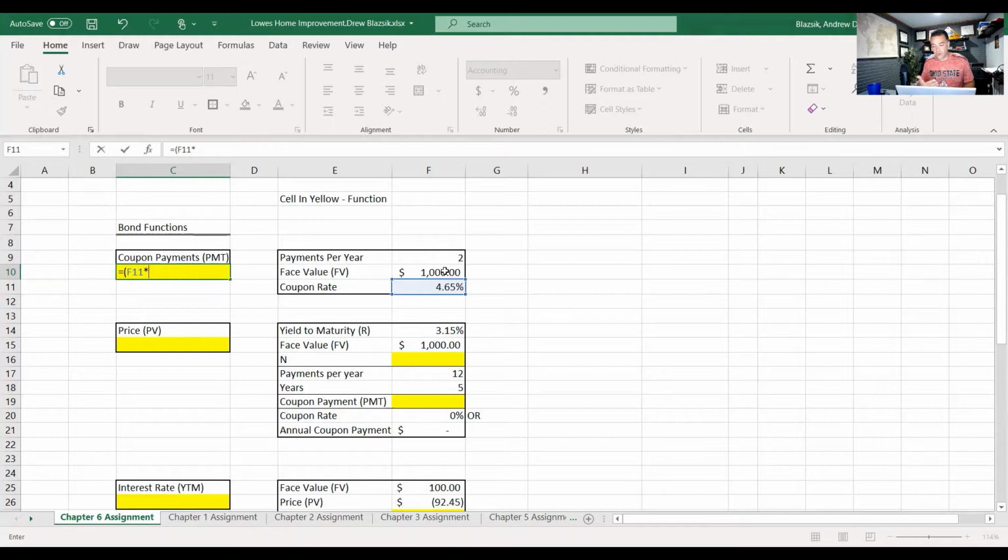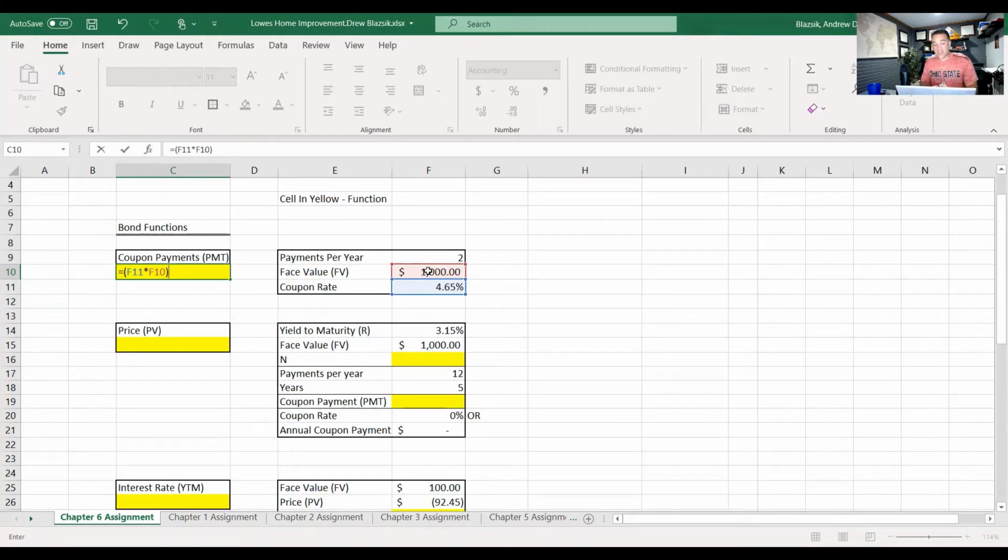Typically it's $1,000 or $100. Typically 1,000. So I'm going to multiply it times that. So far, and I'm going to close that bracket. The coupon payments promised is the coupon rate 4.65%, multiplied times the face value, and that's the annual amount you are receiving for a coupon payment for the year.